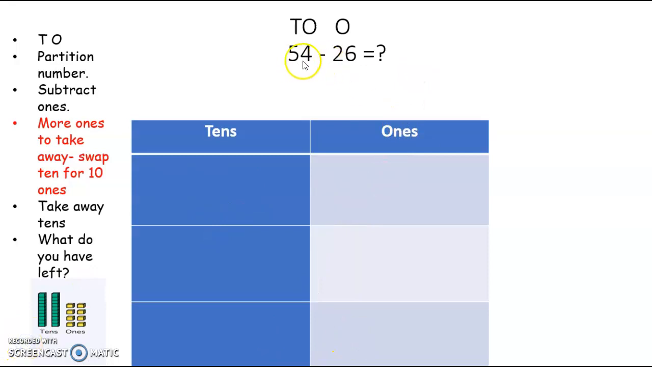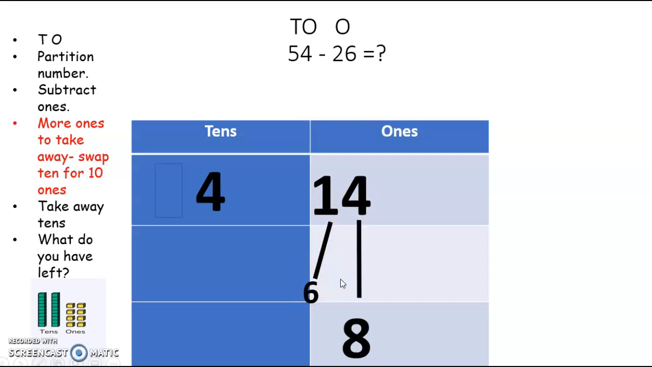So then we've got 54 take away 26. Partition 54 into tens and ones, so we've got 4 ones and 5 tens. Can't take away 6 ones from 4, so we need to borrow a 10. So we've got 4 tens and now we've got 14 ones over here. Now we can take away the 6. We've taken away 6 from 14. We're going to have 8 left over. So we've got 8 ones.